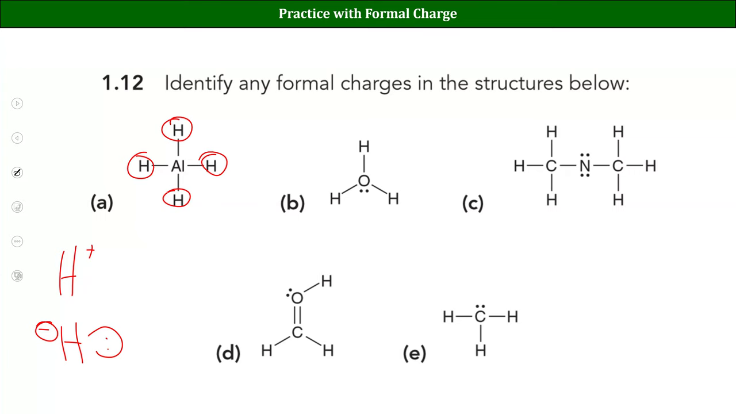So what does that make the aluminum here? How many electrons does it own? It's got a full valence. It owns four, but it has three on the periodic table. Which gives it an overall negative one charge.